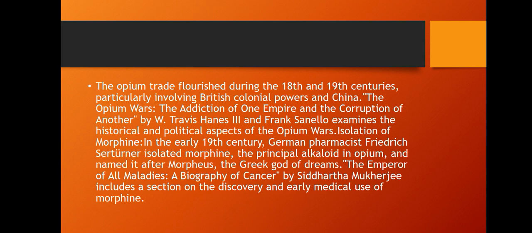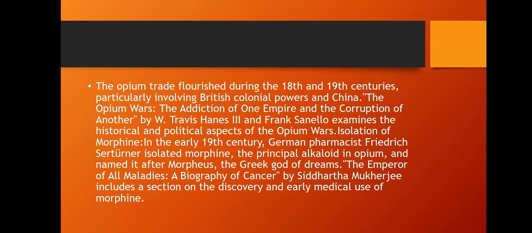Isolation of morphine. In the early 19th century, German pharmacist Friedrich Sertürner isolated morphine, the principal alkaloid in opium, and named it after Morpheus, the Greek god of dreams. The Emperor of All Maladies: A Biography of Cancer by Siddhartha Mukherjee includes a section on the discovery and early medical use of morphine.